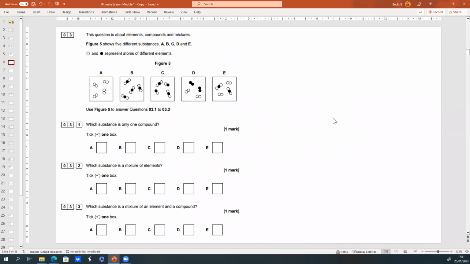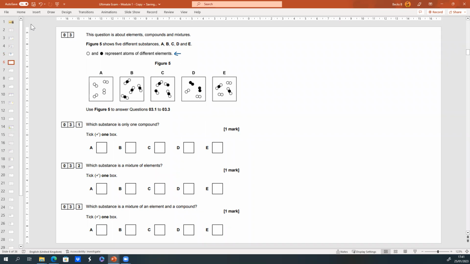So this is obviously a diagram view of it. They've given you diagrams to decide on what they are. This question is about elements, compounds, and mixtures. We've got 5 different substances, and it tells us that the white circles and the black circles represent atoms of different elements. So that's given us a bit of extra information here.